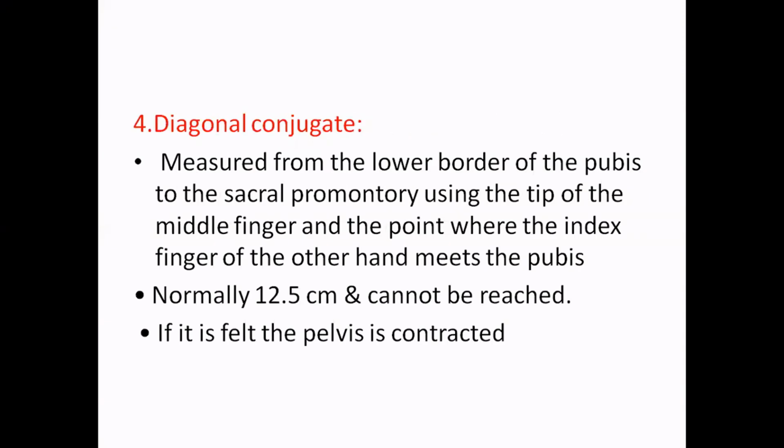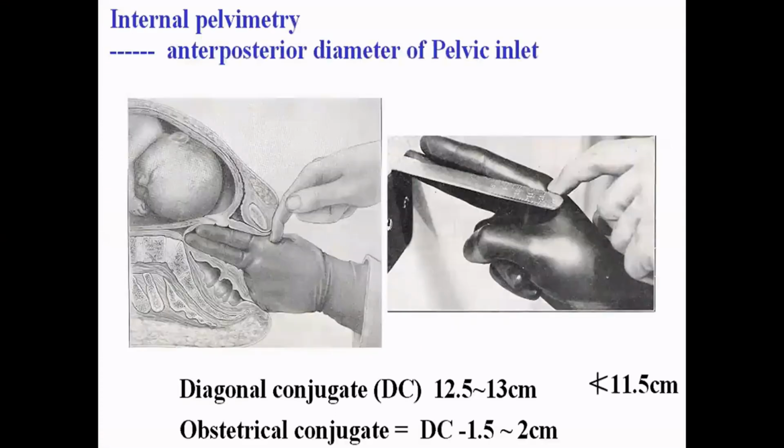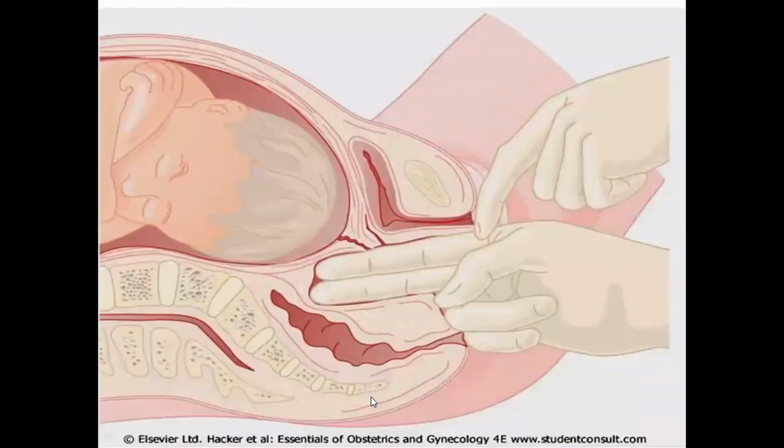Next is measurement of diagonal conjugate. Diagonal conjugate is measured from the lower border of the pubic symphysis to the sacral promontory using the tip of the middle finger and the point where the index finger of the other hand meets the pubis. Normally, it is 12.5 cm and it cannot be reached. And if it is felt, we can assume that the pelvis is contracted. In the picture, we can see how to measure the diagonal conjugate. From the diagonal conjugate, we can calculate the obstetrical conjugate.